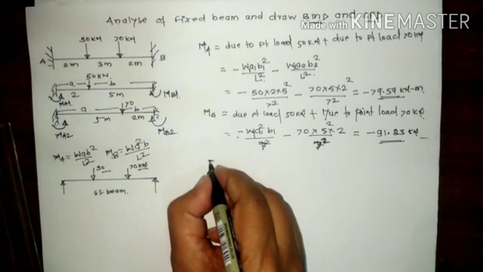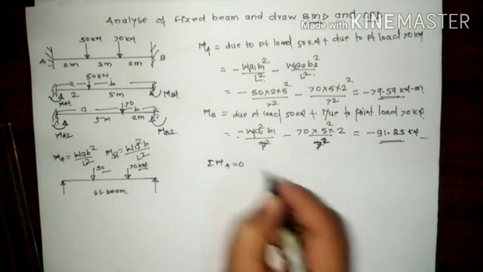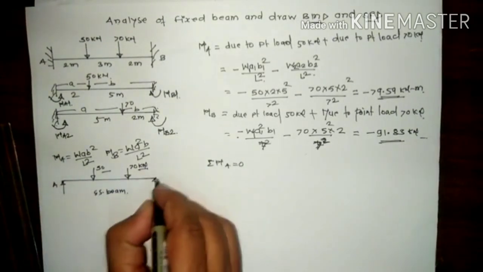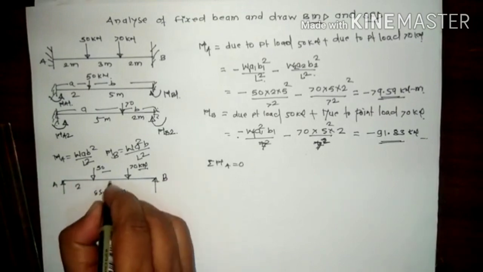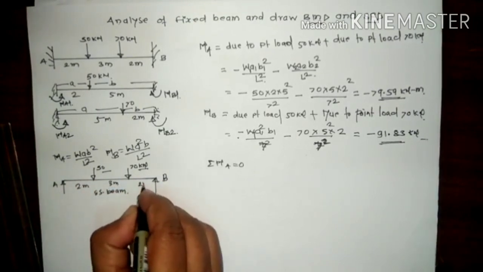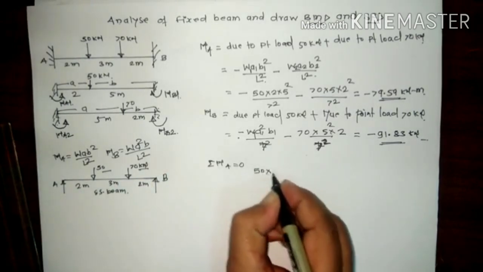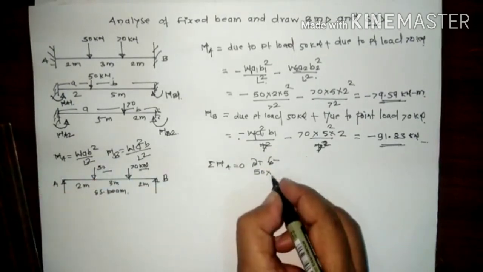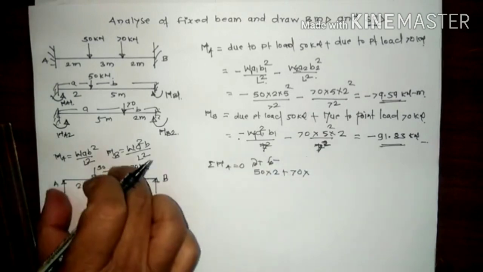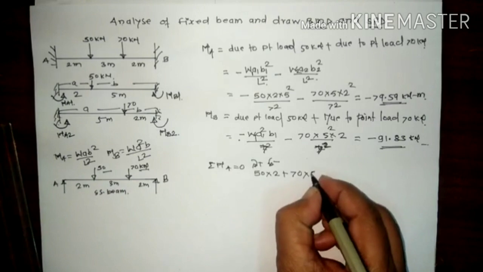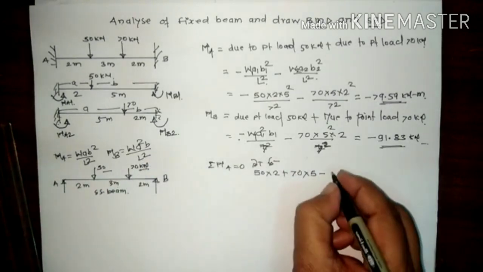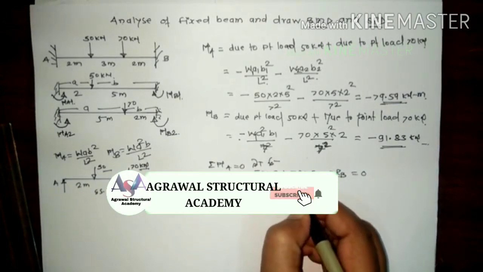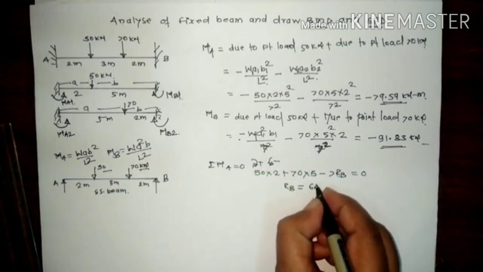So for that, sigma MA is equal to 0. This is A, B, 2 meter, 3 meter, and again 2 meters. So 50 into 2, we know this is a clockwise moment. In this case clockwise is positive, anticlockwise negative. So 50 into 2 plus 70 into 5, again clockwise, minus 7 RB is equal to 0. We will get RB equal to 64.28.